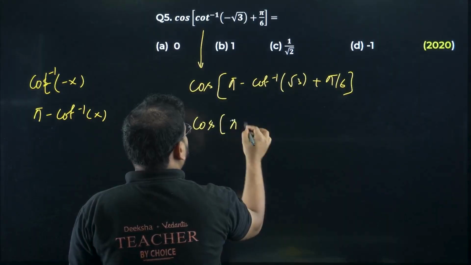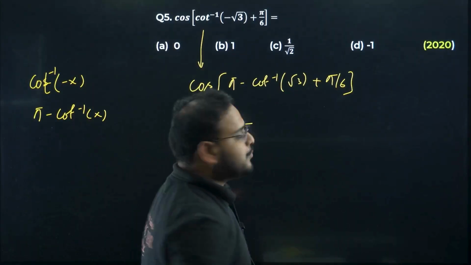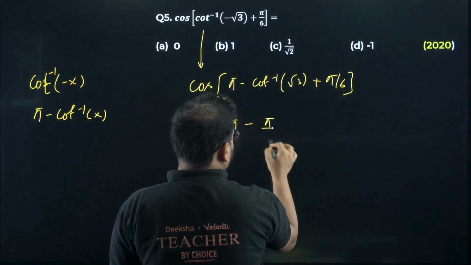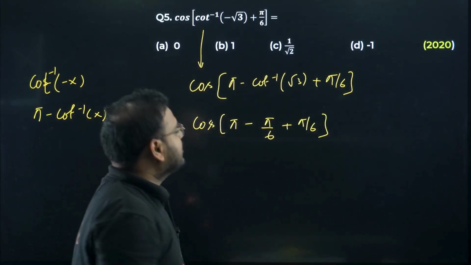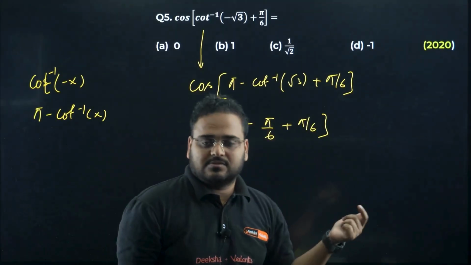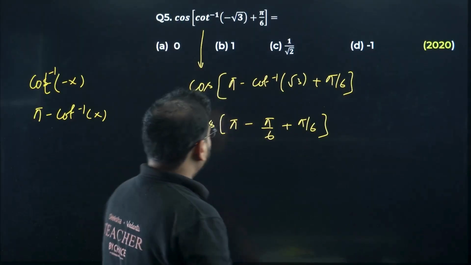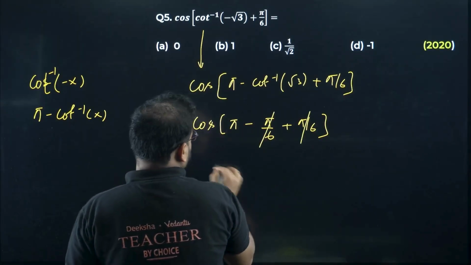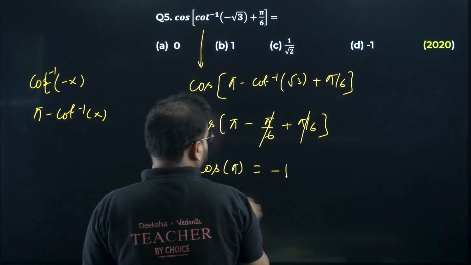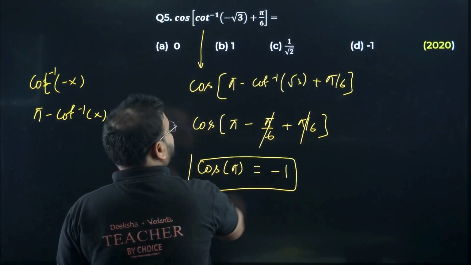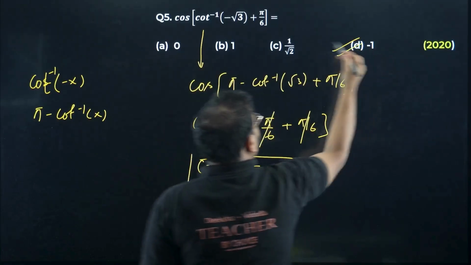Cos here, pi minus this value is how much, dear? It's going to be pi by 6. Again we have pi by 6, right? Tan inverse of 1 by root 3 is what? Same, no? Yeah. So we get this and this is cancelled. Cos of pi is the final answer, which is minus 1. Option D is correct.